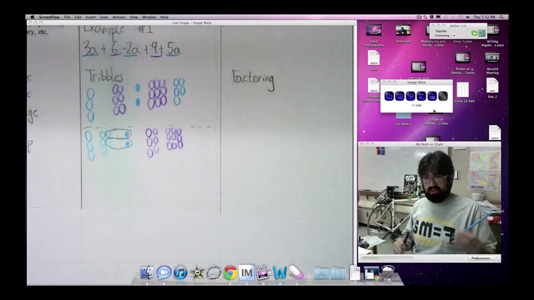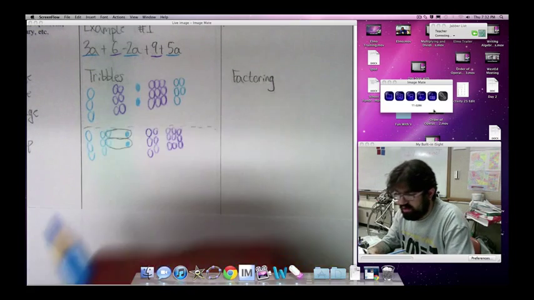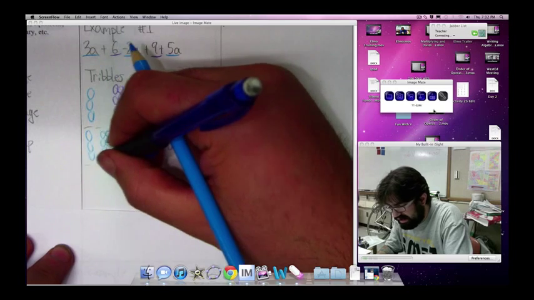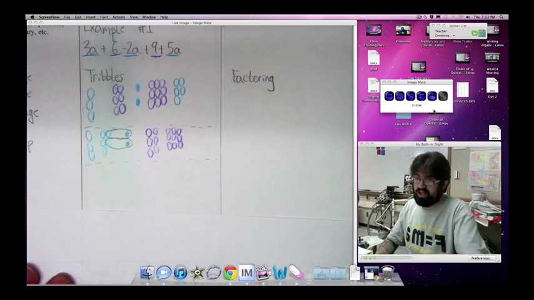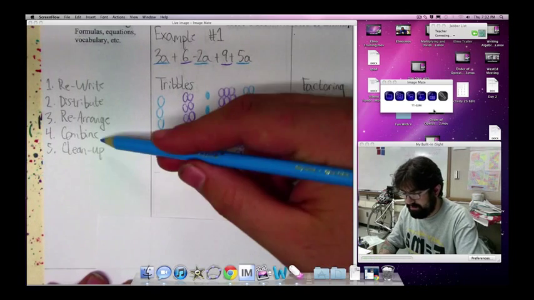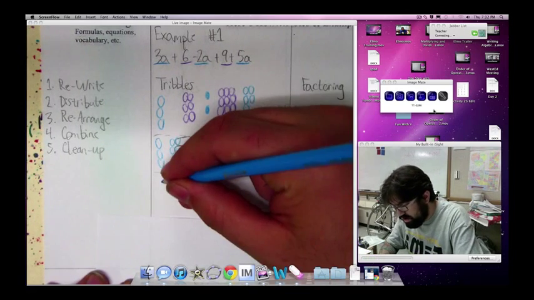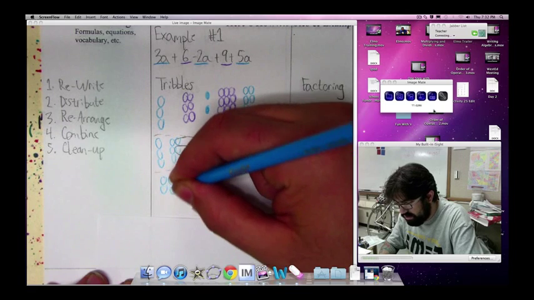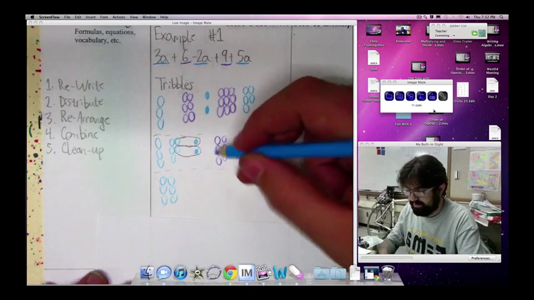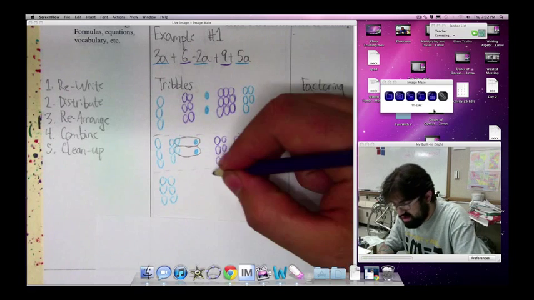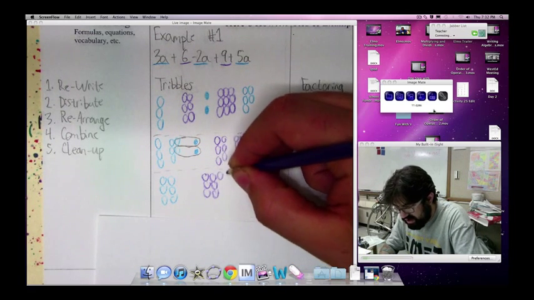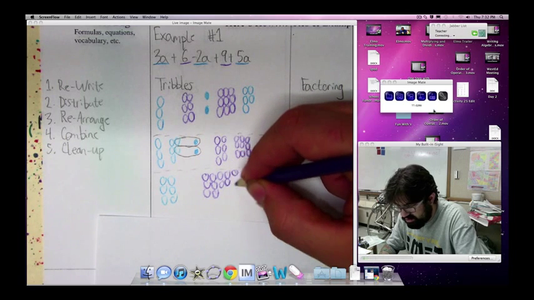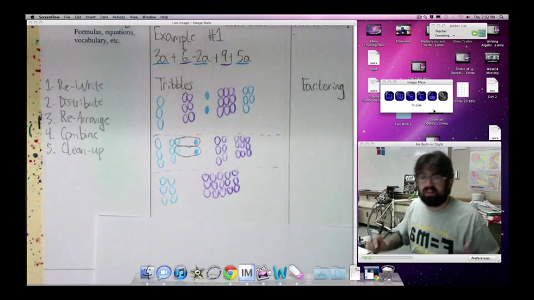So I'm going to rewrite one more time. So this is me combining like terms. I'm going right down my checklist over here. I rearranged, now I'm combining. 1, 2, 3, 4, 5, 6. That's all that's left of the good A's. And 1, 2, 3, 4, 5, 6, 7, 8, 9, 10, 11, 12, 13, 14, 15 good constants.